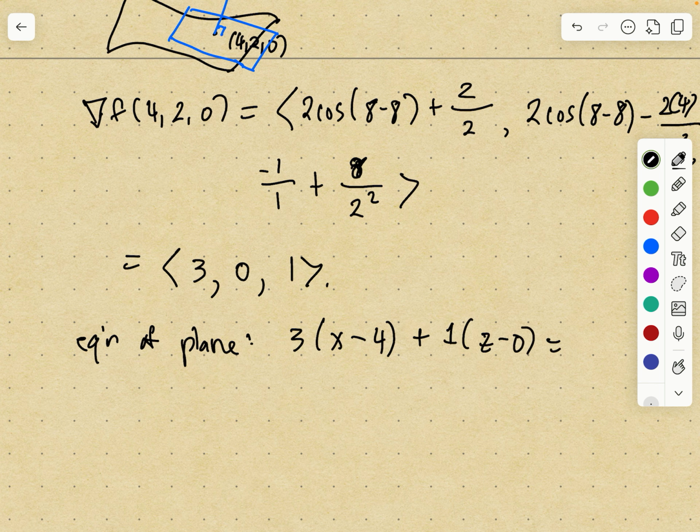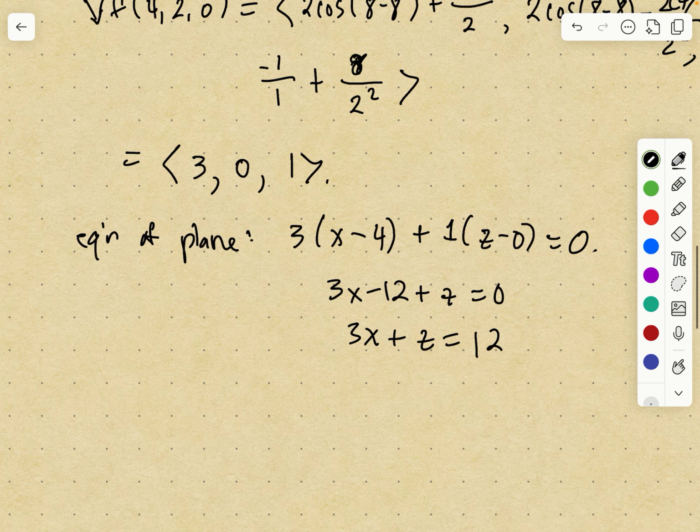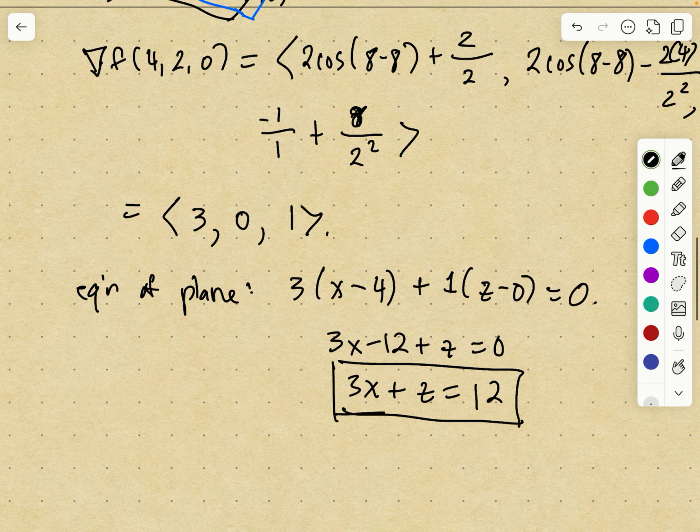Well, okay, that simplifies a bit. Equals 0. So it's 3 times x minus 12 plus z equals 0. So that's 3x plus z equals 12. So depending on how they want you to format the answer, either one could be correct. I mean, this one's probably the most simplified, right? If you look at the first one, it's correct, but z minus 0 is kind of... I guess that's okay to leave it like this.